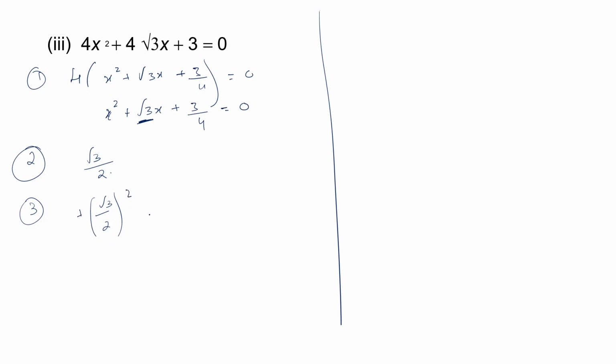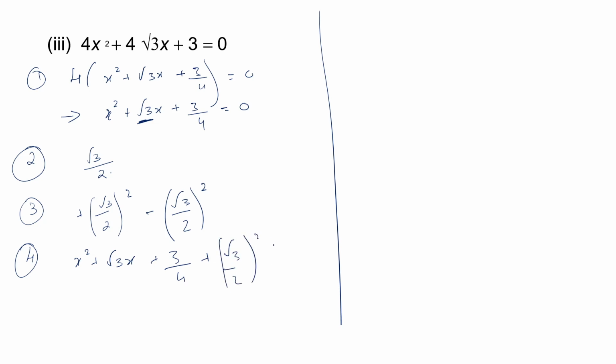add and subtract. Don't cancel or expand anything. So where to add? In the first equation. So x square plus root 3x, done. I have added and subtracted in the first equation. Don't change this equation again and again. I am saying, don't change this equation.